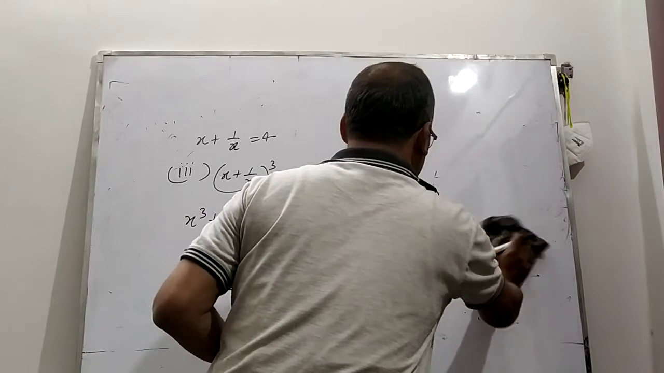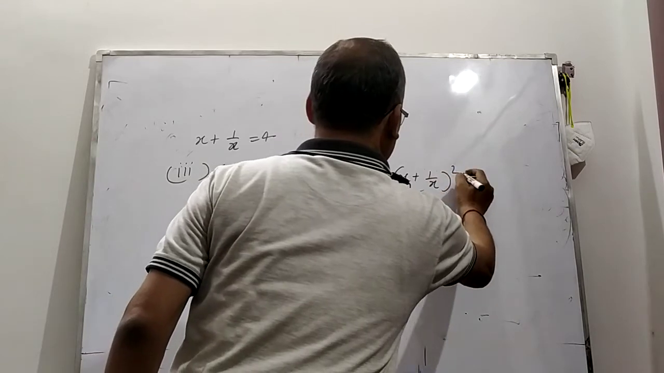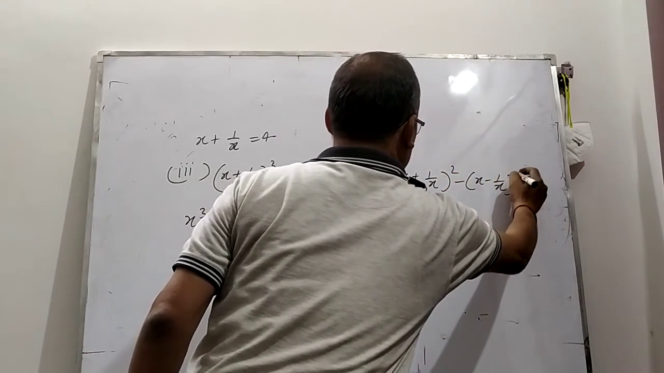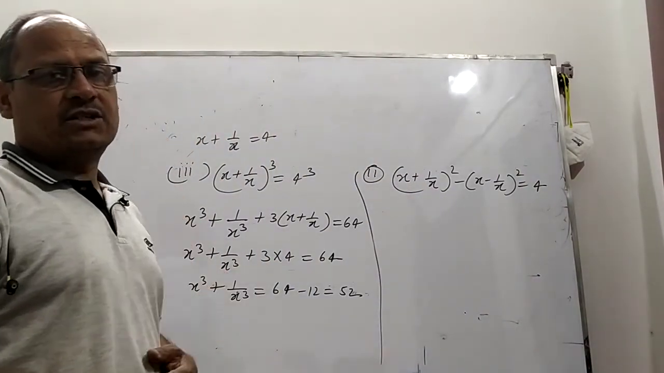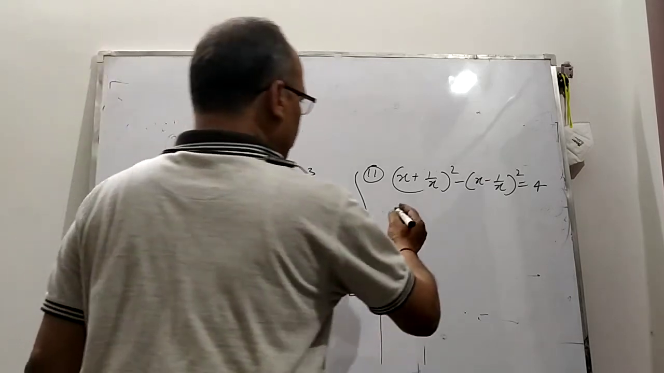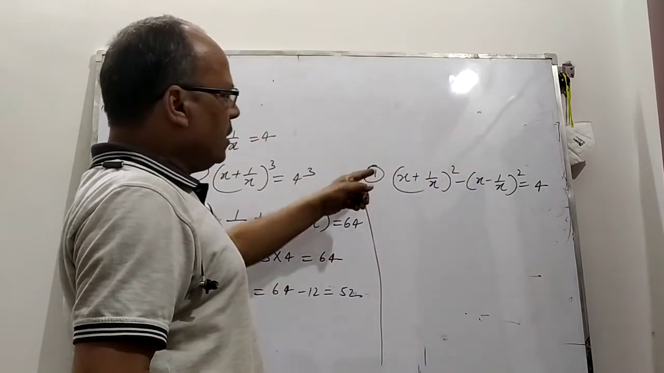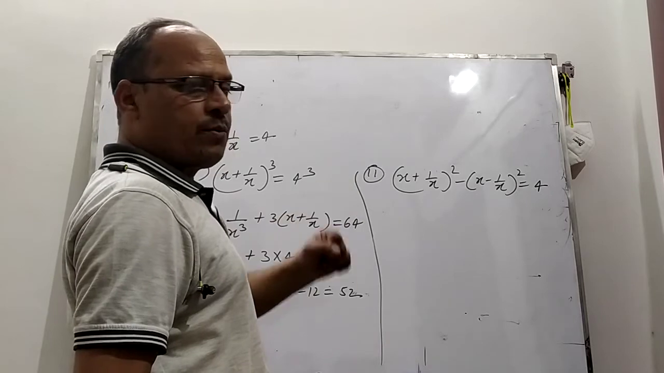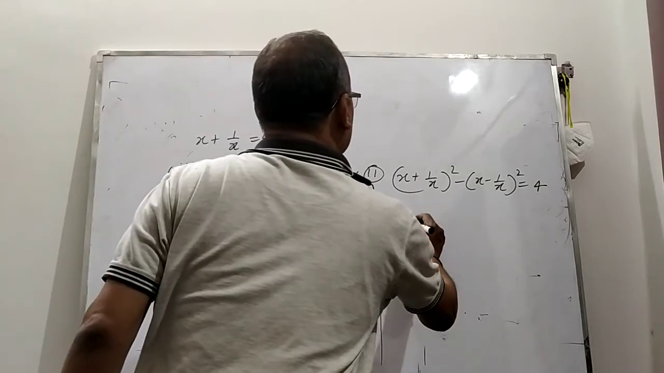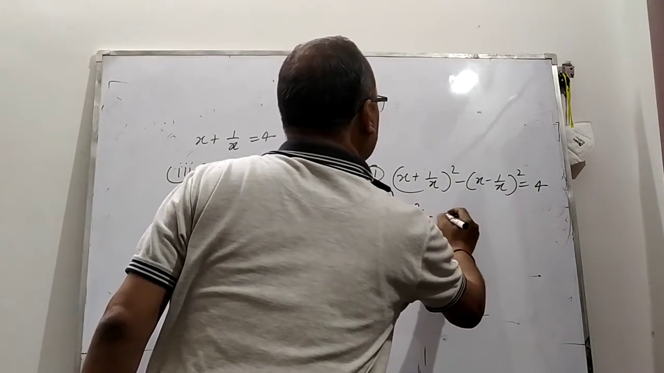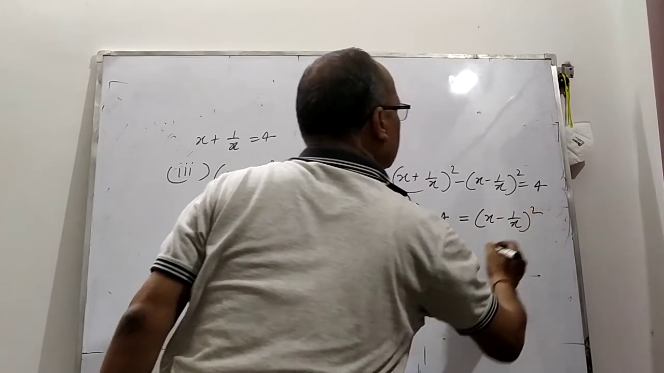So this you can do in two ways. First I am using (x plus 1 upon x) whole square minus (x minus 1 upon x) whole square equal to 4 होता है. फार्मूला याद रहना चाहिए अच्छी तरह से. You must remember. जैसे (a plus b) whole square minus (a minus b) whole square equal to 4ab होता है. तो for x plus 1 upon x, x minus 1 upon x, you are getting this formula. Value of x plus 1 upon x equal to 4. So 4 square minus 4 equal to (x minus 1 upon x) whole square. This is clear.